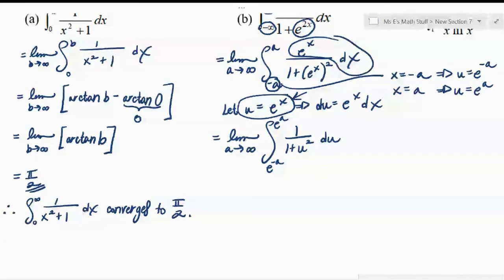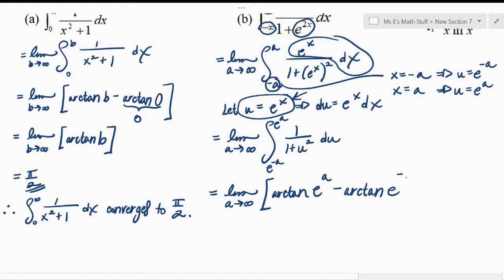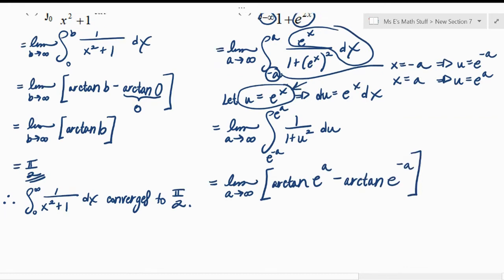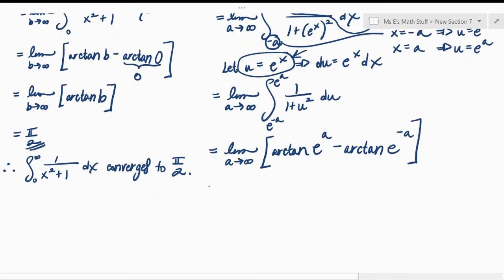Okay. Oh, goody. Okay, so now what do we have? We have the limit as a approaches infinity of arctangent of my upper bound minus arctangent of my lower bound. Okay, so now let's see what happens when we let a approach infinity.